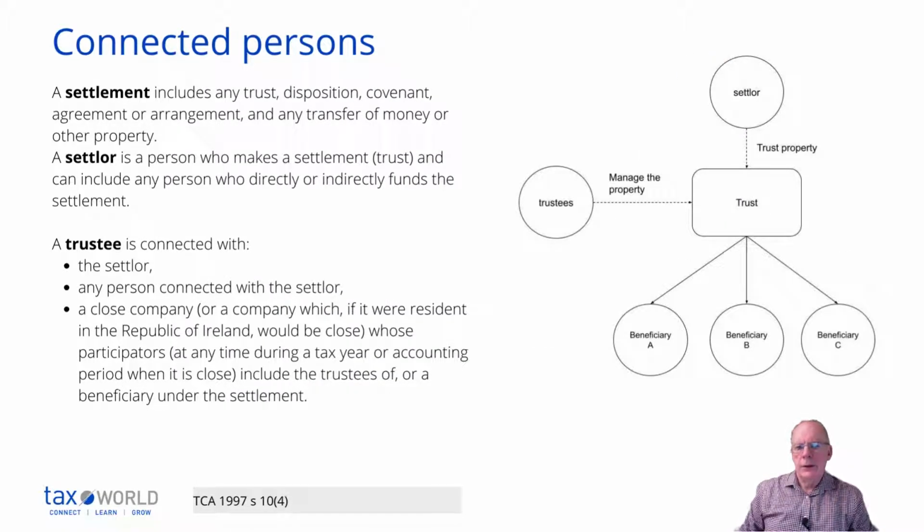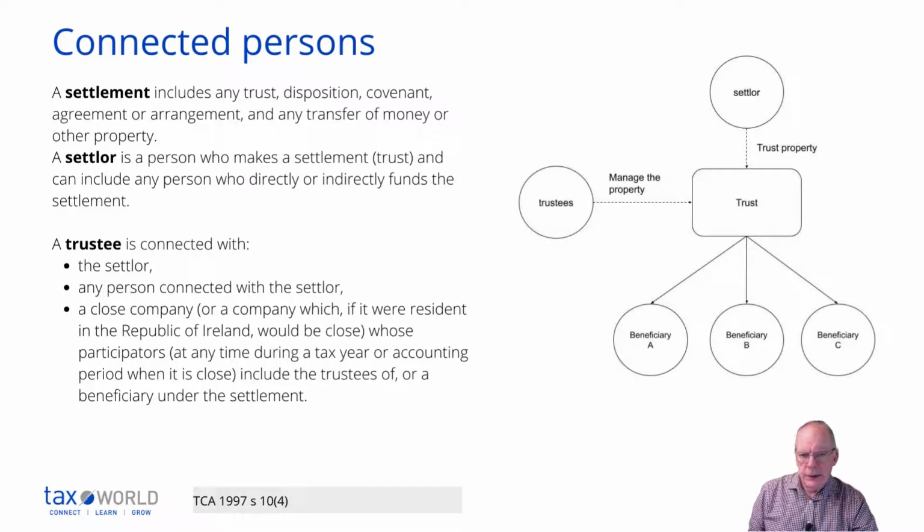Now lastly, in relation to trusts, a trust essentially is where the ownership of property is divided between the trustee and the beneficiaries. The trustee manages the property on behalf of the beneficiaries. Typically, an example would be where somebody manages property for a beneficiary, for example, who's aged under 18 or who's incapacitated. And in these situations, the trustee is regarded as connected with the settlor, who's the person who put the property into the trust, and any person connected with the settlor.